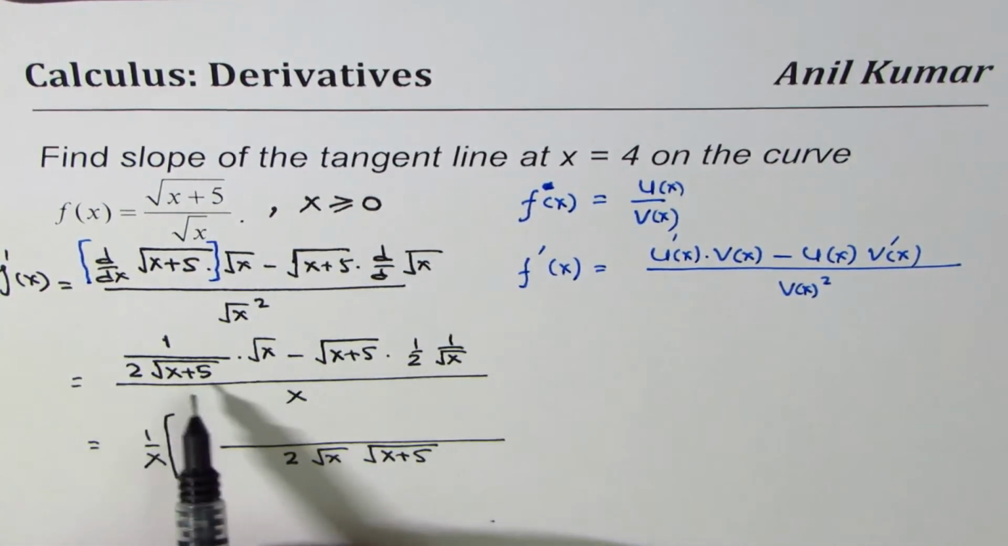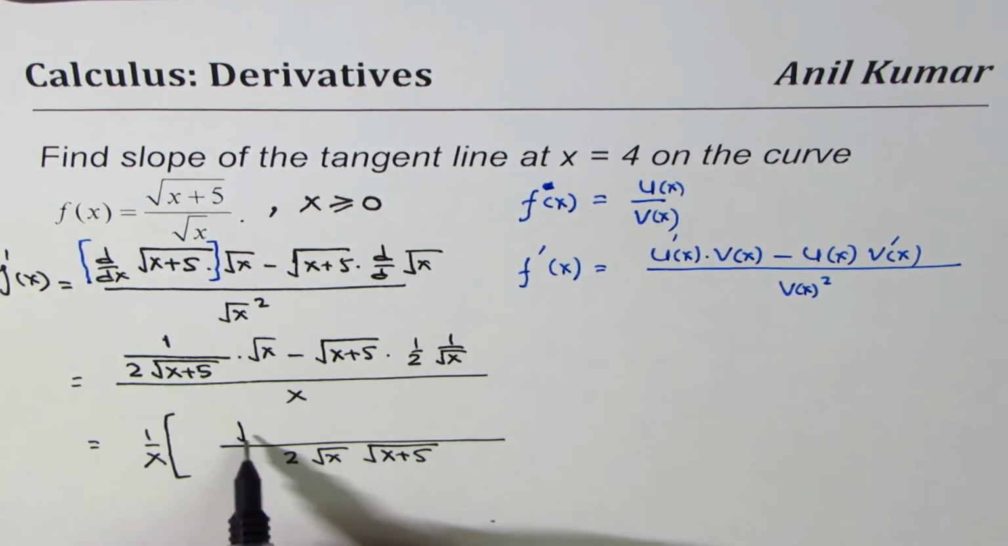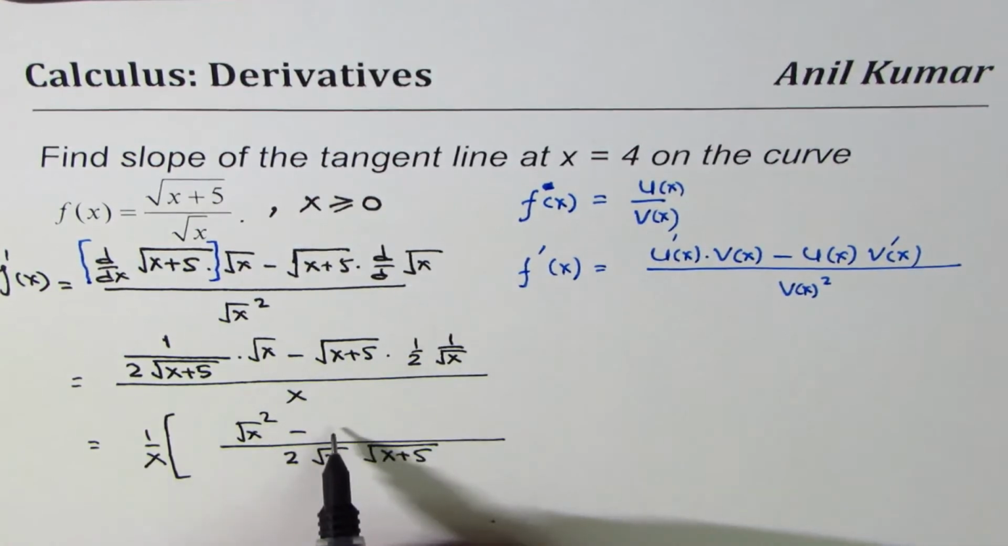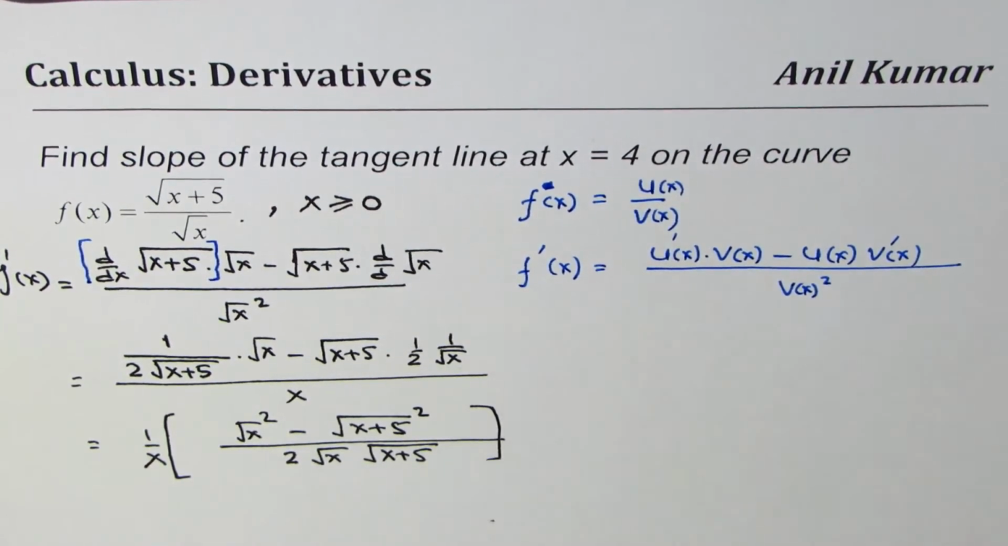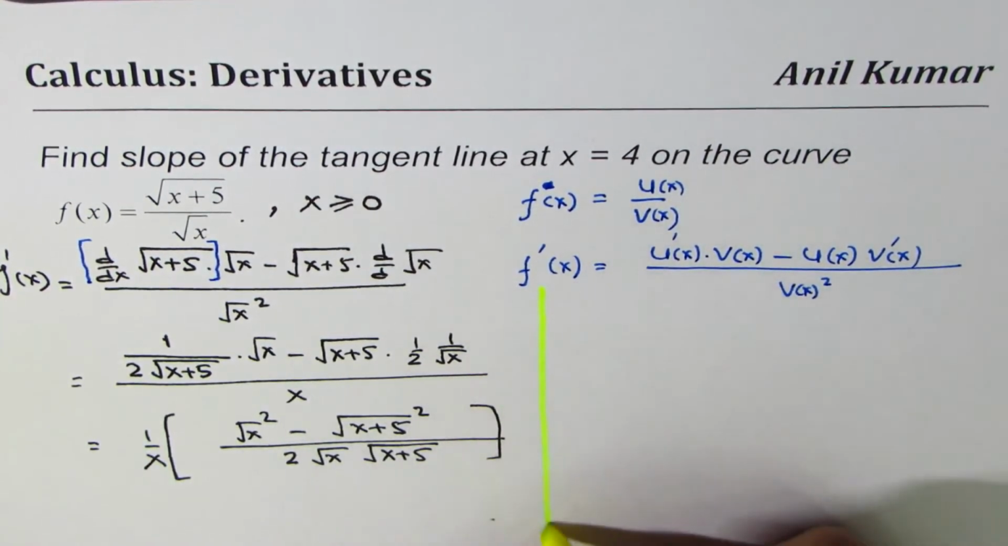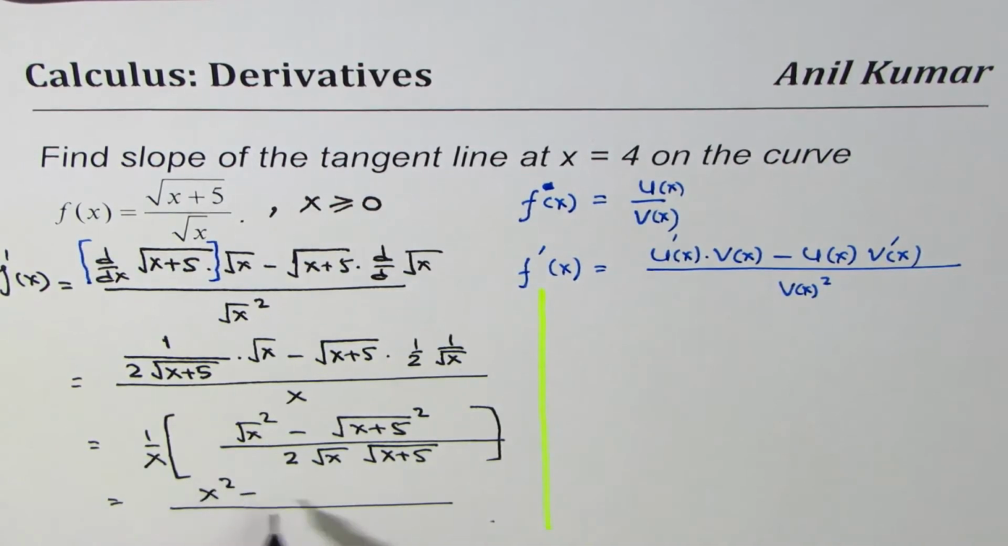Now 2 is common. To get square root x, we have to multiply square root x in both. So we have square root of x squared minus this, which is x plus 5. Let's take it to the right side and then simplify. I could squeeze in one step here also. So it could be written as x squared minus x plus 5, and here we get 2 times x times square root x times square root of x plus 5. I hope you can see this. Anyway, let me push it a bit.